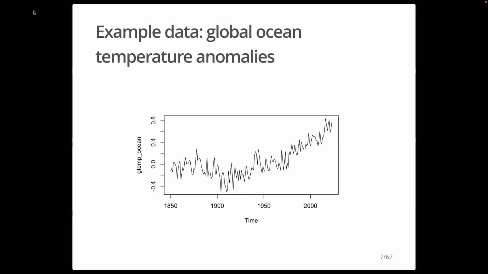Just to illustrate this workflow, this is a time series of global ocean temperature anomalies. It's a long time series, part of the Shumway and Stoffer R book. It's a continuous time series where the time points correspond to years. There are about 150 or 170 years in the time series.